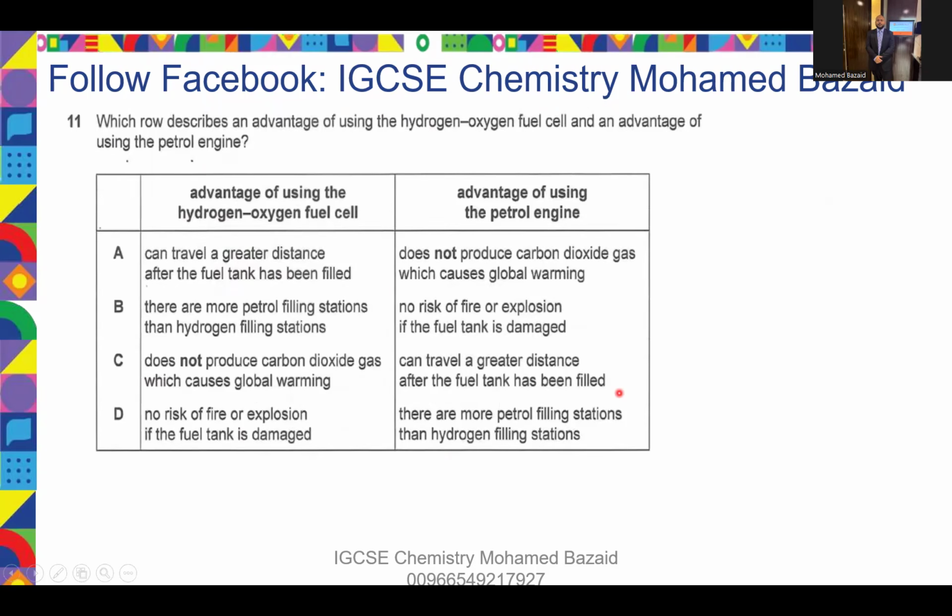Question number 11. Which row describe advantage of using hydrogen oxygen fuel cell and advantage of using petrol engine? If you read advantage and disadvantage in the table of comparison between both, you will find letter C is correct. Advantage of hydrogen oxygen fuel cell doesn't produce carbon dioxide gas, which causes global warming. And advantage of using petrol engine can travel greater distance after the fuel tank has been filled. So answer is letter C.